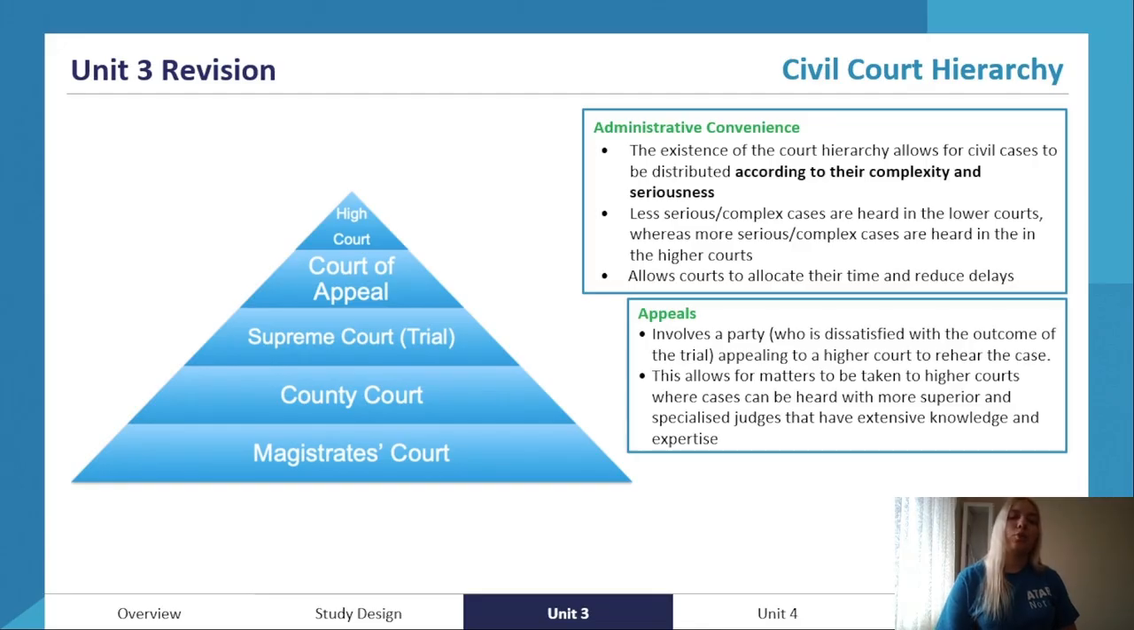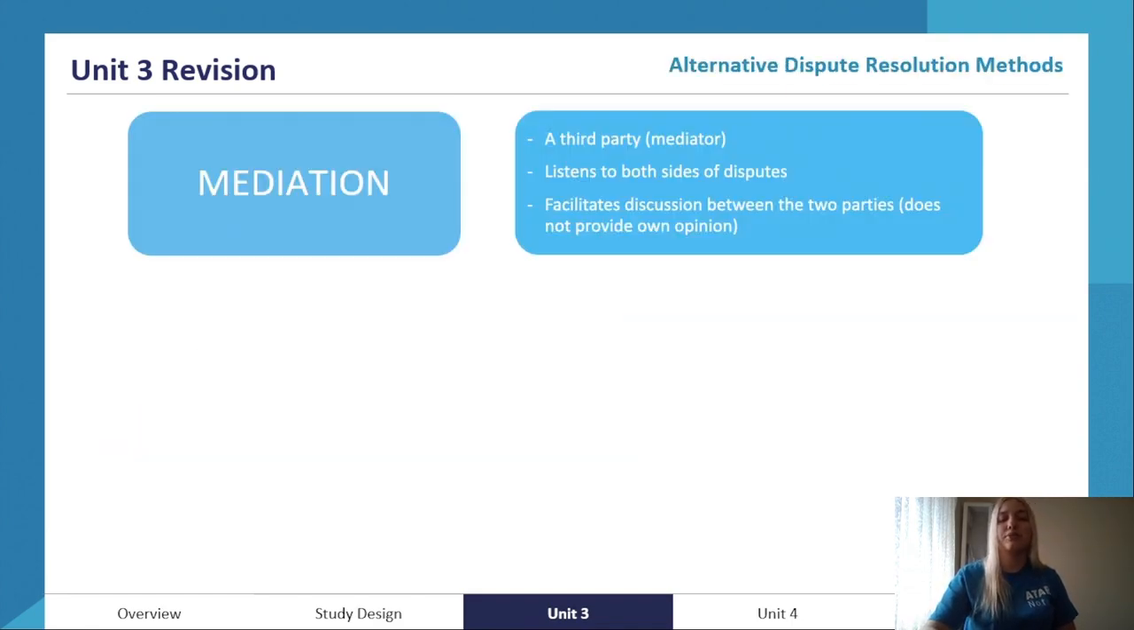Again, you need to know what type of disputes are heard, both in terms of original jurisdiction and appeals in each tier of the court hierarchy here. For instance, magistrate's court is claims under $10,000, county court is above, Supreme Court is also above $10,000, but they differ in terms of the seriousness of the claims that will be heard in each.